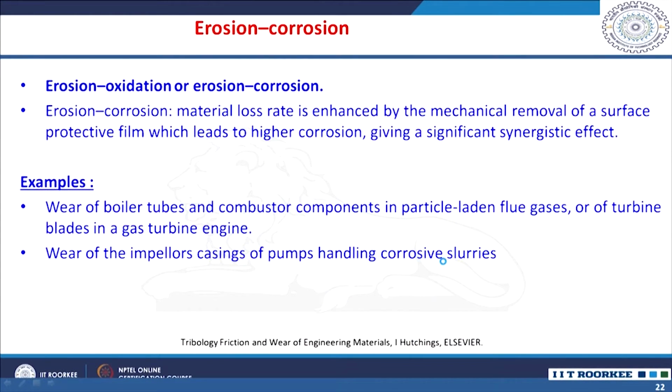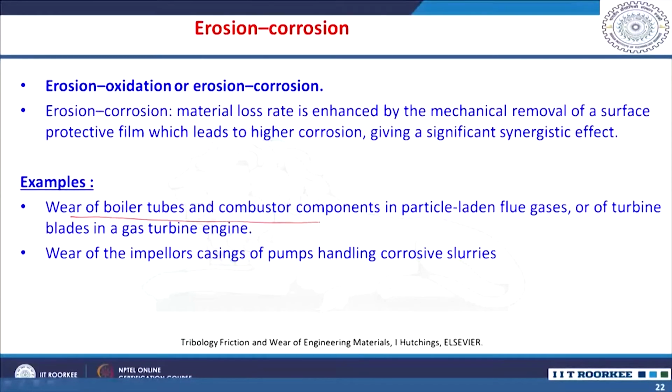Last one. There is a synergetic effect of corrosion and erosion in certain conditions. In high temperature conditions, oxidation or aqueous corrosion conditions, corrosion dominates. So, there is always erosion-oxidation or erosion-corrosion in certain engineering applications. For example, wear of boiler tubes and combustor components in particle-laden flue gases, or of turbine blades in gas turbine engines, or wear of the impellers and castings of pumps handling corrosive slurries. In all these conditions you have a synergetic effect of corrosion and erosion.